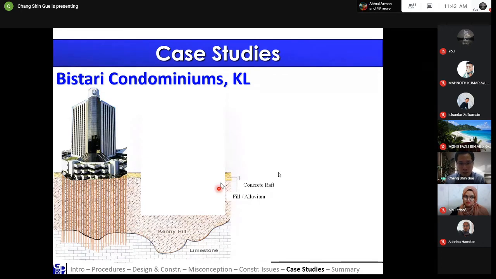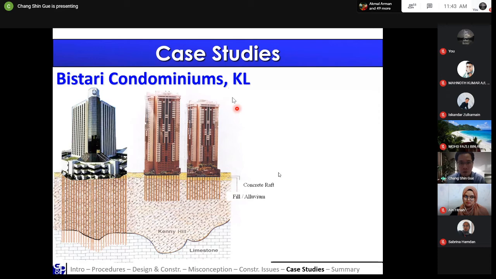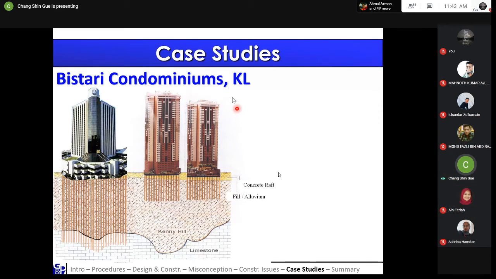So what we've done here for the Vistari condominium is that we have used the floating foundation system, where we utilize a raft foundation and the piles, so we can actually have a shorter pile, and also to satisfy the building settlement criteria. So this is an example. This is the actual building that is still standing today.